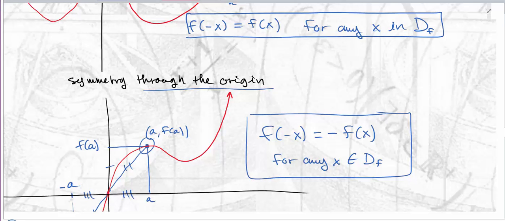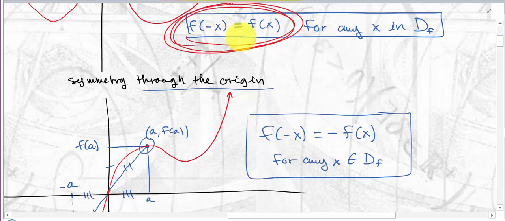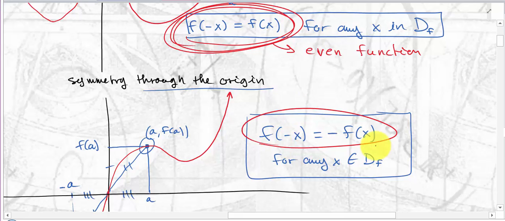The function that has this algebraic relation is called an even function. The function that has this relation is called even, and so we know the graph of an even function will have the symmetry through the y-axis. The function that exhibits this other relation is called an odd function.